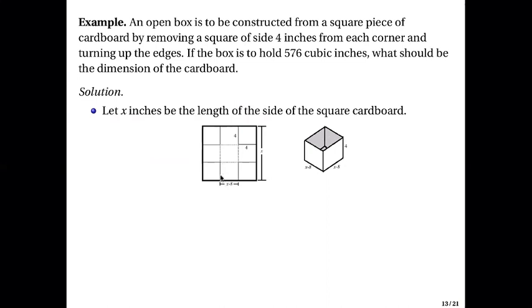The length, so you have 4 here, you have also 4 here. This part here will be x minus 4 minus 4, and therefore, you have x minus 8. So this here is x minus 8. This here is also x minus 8. Those are the sides of the base. So you have x minus 8 here and x minus 8 here. Okay?